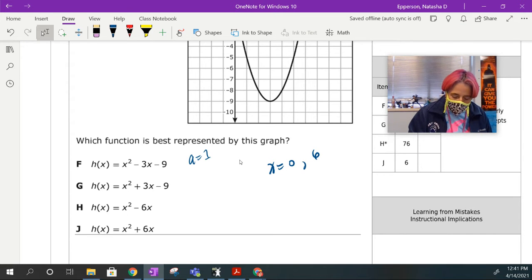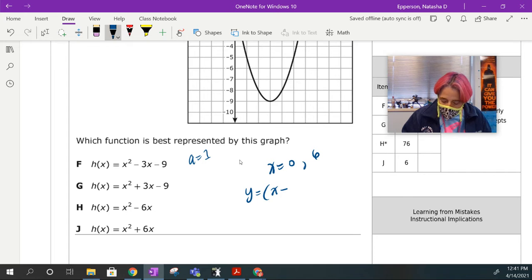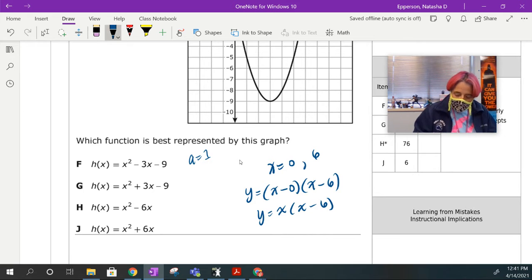So we're going to use that to our advantage and say our a value is 1. When I write my equation, this is going to be y is equal to x minus 0 times x minus 6. Now, think about it: x minus 0, anything is just going to give you x. So this is y is equal to x times x minus 6. This is the factored form of this quadratic graph.